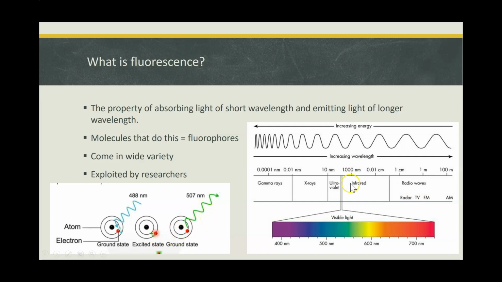This figure on the right is illustrating the electromagnetic spectrum with the visible spectrum enlarged at the bottom, with relative wavelength shown here. Note that the wavelengths use the unit nanometer, which is 10 to the -9 meters. Fluorophores are very useful for scientific applications and come in a wide variety of options.